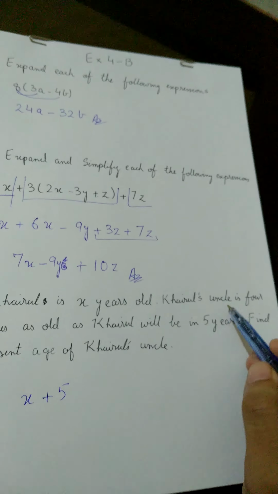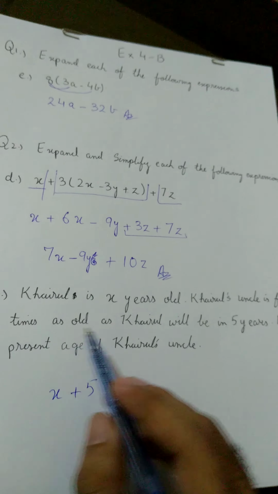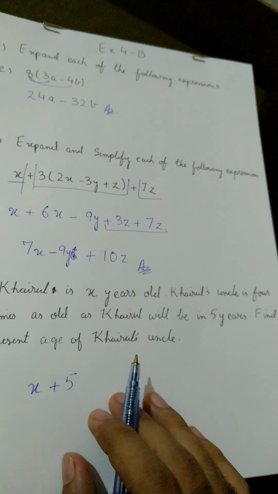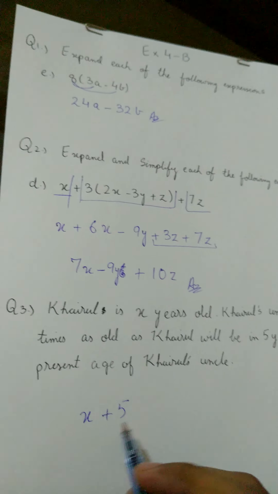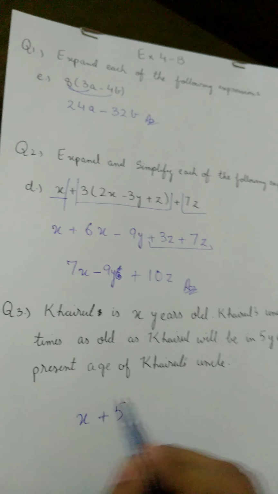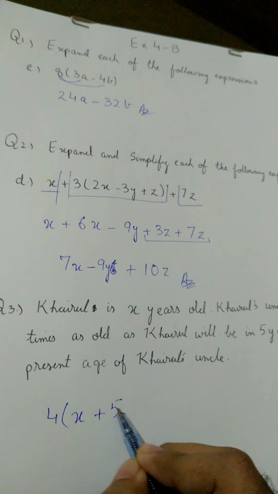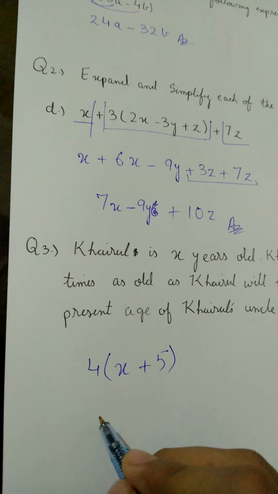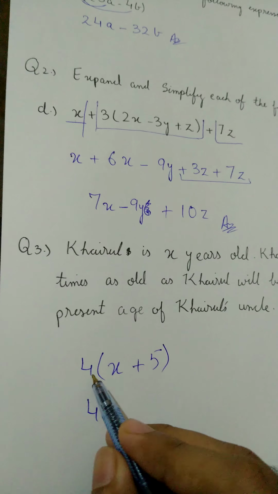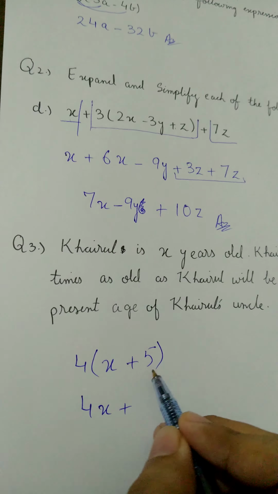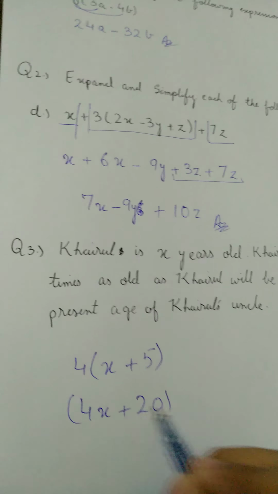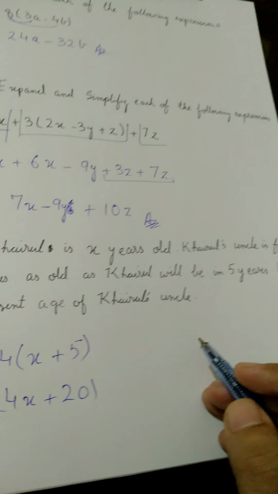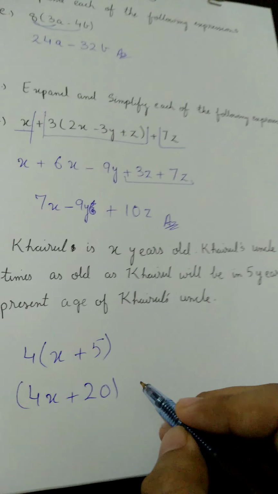Now I know how old Khairul will be in 5 years. So at that age I will simply multiply that value by 4 to find out Khairul's uncle's age. So 4 times this whole value will be simply 4 multiplied with the whole bracket. Now I will have to simplify it. 4 times x is 4x, then plus 4 times 5 is 20. So this is the age of Khairul's uncle when Khairul will be 5 years older.